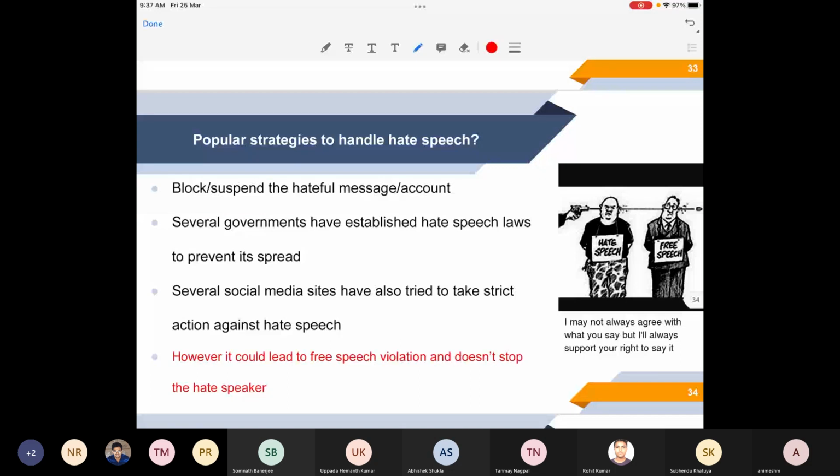Many times this distinction is very difficult to make, and therefore there is an everlasting debate on whether this kind of blocking and suspension is actually harming the idea of freedom of speech, or is a bottleneck in the promotion of freedom of speech, which is something that probably all the social media platforms subscribe to. So then what is a middle ground? What is an alternative solution?